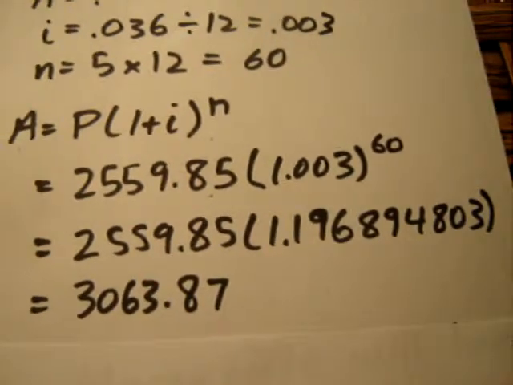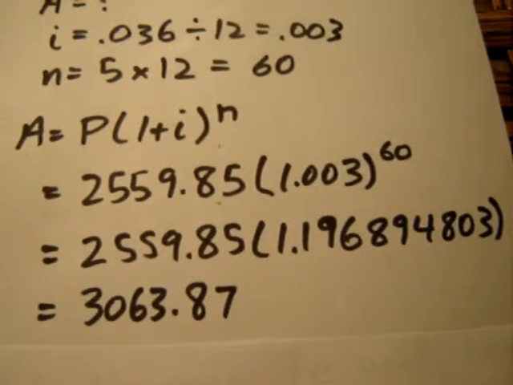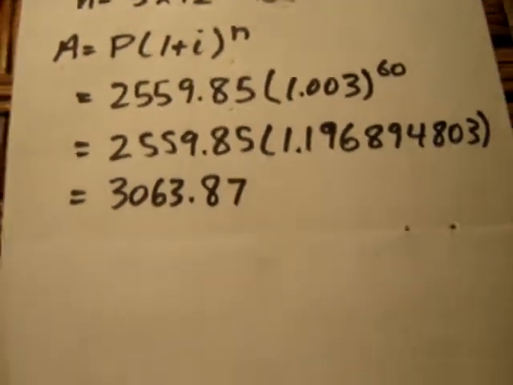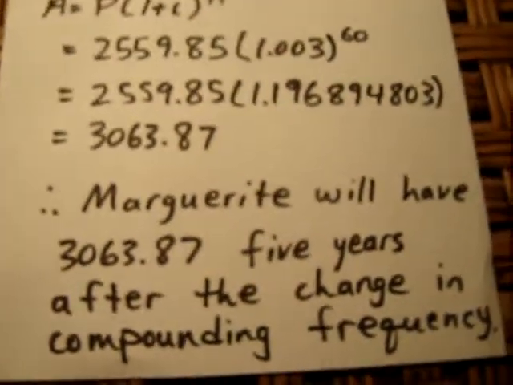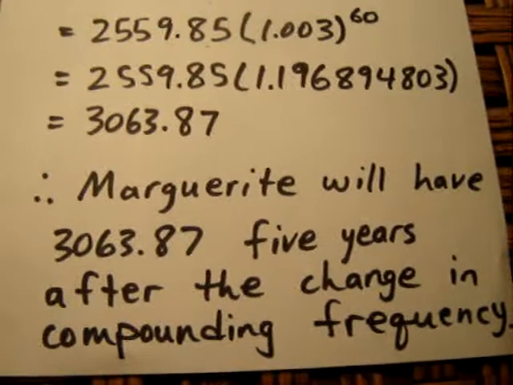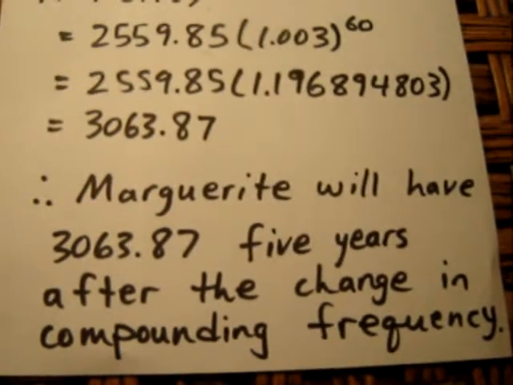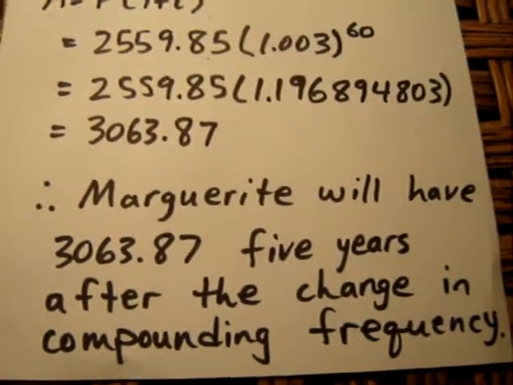So our final amount in the bank is $3,063.87. So we make a therefore statement. Therefore, Marguerite will have $3,063.87 5 years after the change in compounding frequency.